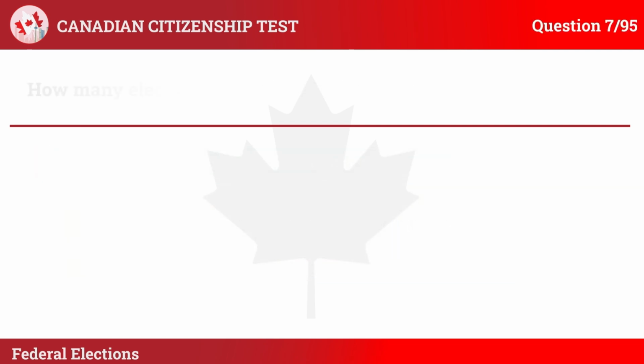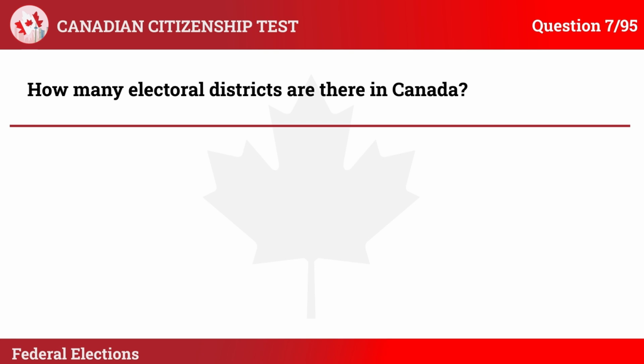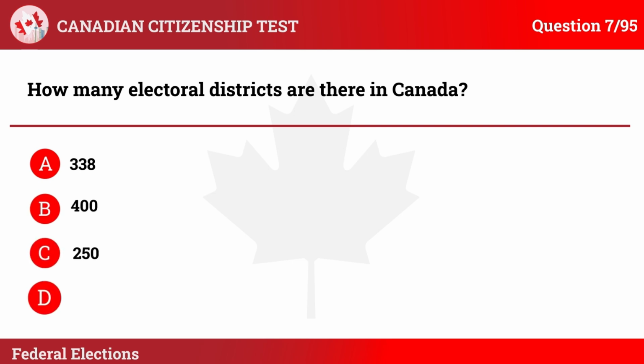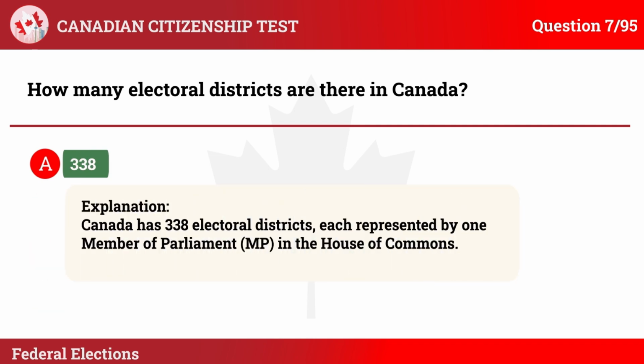Question 7. How many electoral districts are there in Canada? A. 338, B. 400, C. 250, D. 150. The correct answer is A. 338. Explanation: Canada has 338 electoral districts, each represented by one Member of Parliament, MP, in the House of Commons.